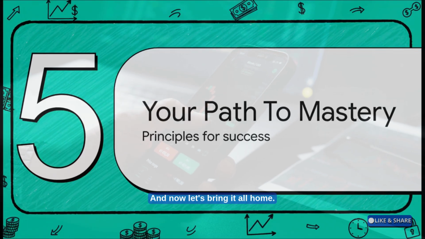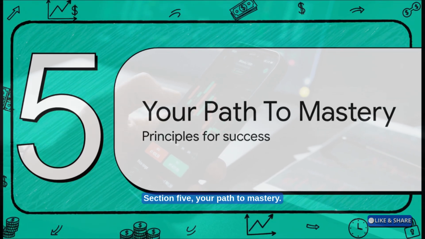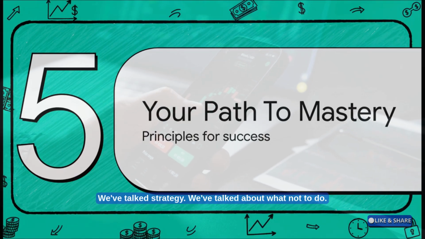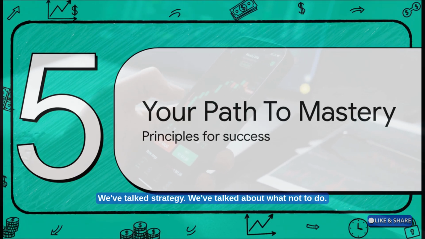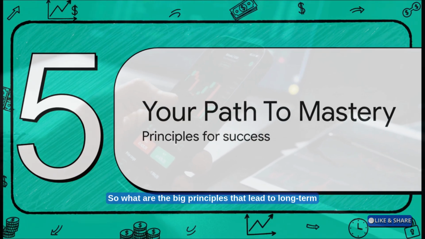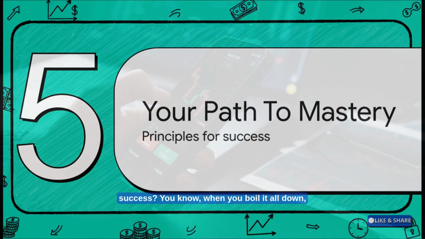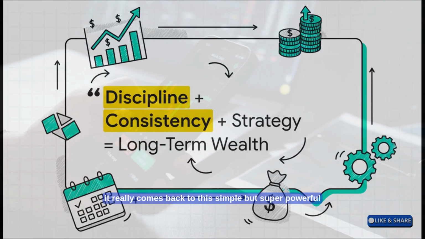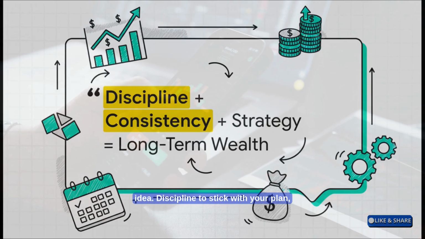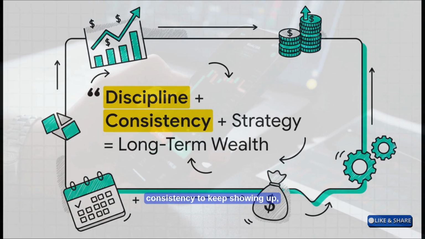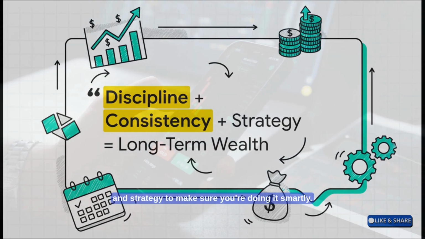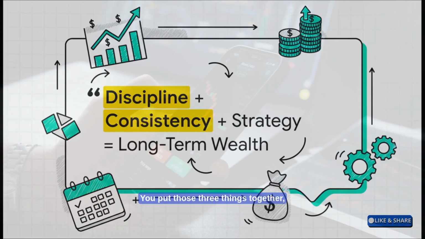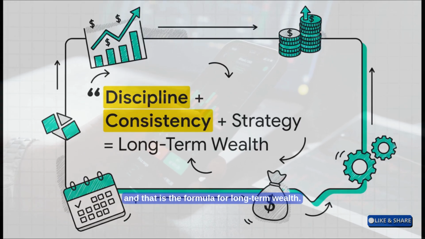And now, let's bring it all home. Section 5, your path to mastery. We've talked strategy. We've talked about what not to do. So what are the big principles that lead to long-term success? You know, when you boil it all down, it really comes back to this simple but super powerful idea. Discipline to stick with your plan, consistency to keep showing up, and strategy to make sure you're doing it smartly. You put those 3 things together, and that is the formula for long-term wealth.